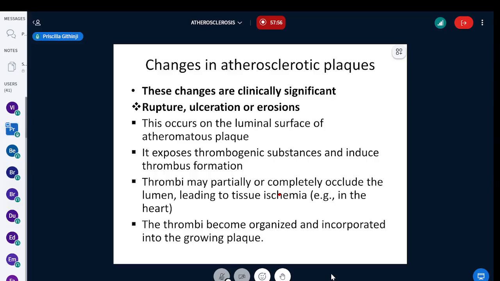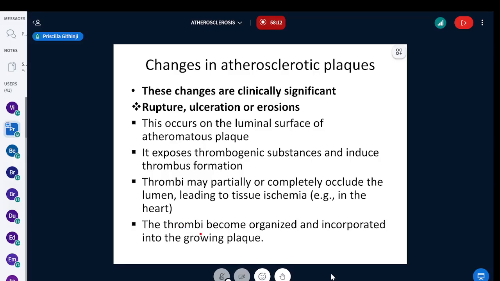If this occurs in the vessels of the circle of Willis, which is in the brain, or in the carotid arteries, then blood flow to the brain is compromised. So you can see the detrimental effects that can occur as a result of the atheromatous plaques.